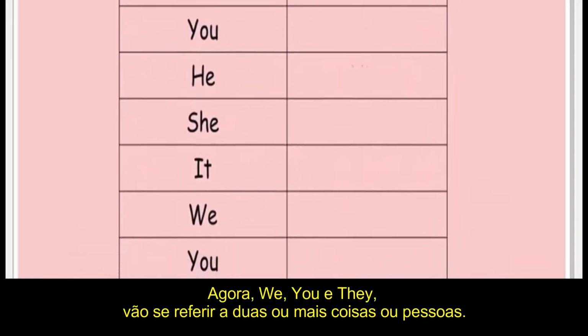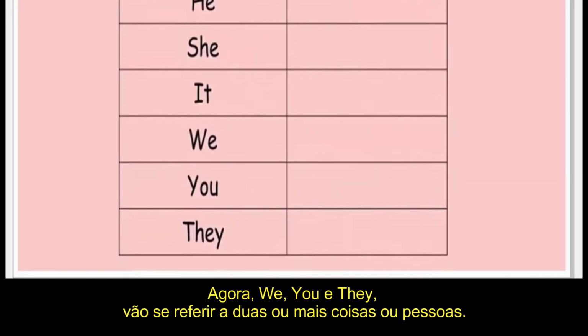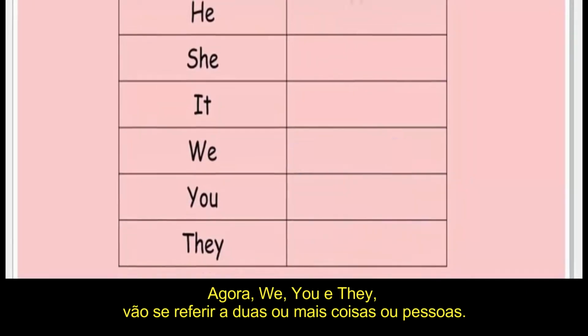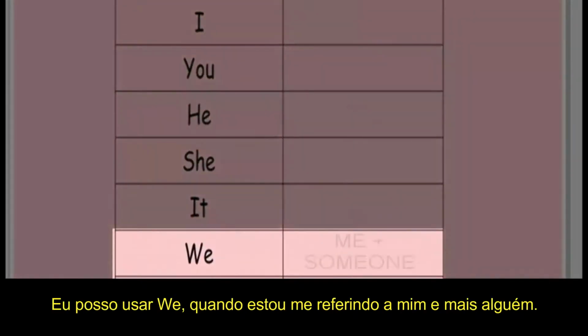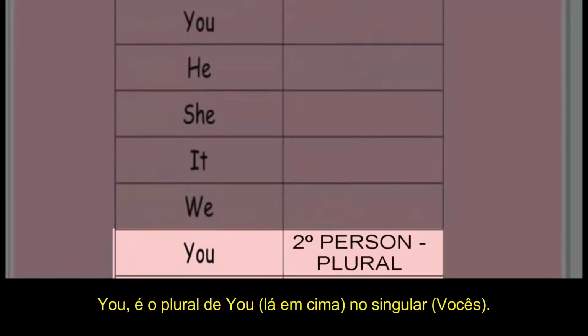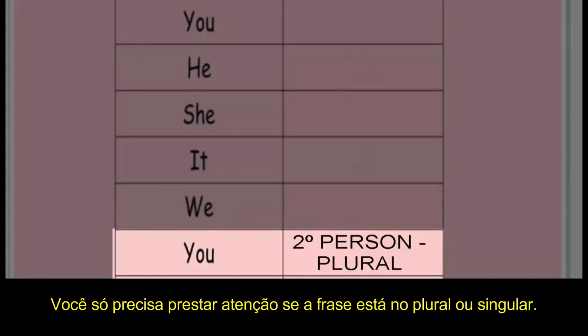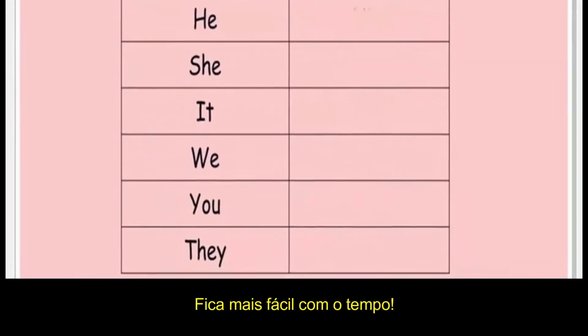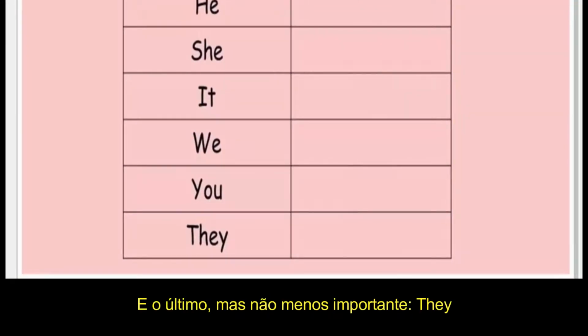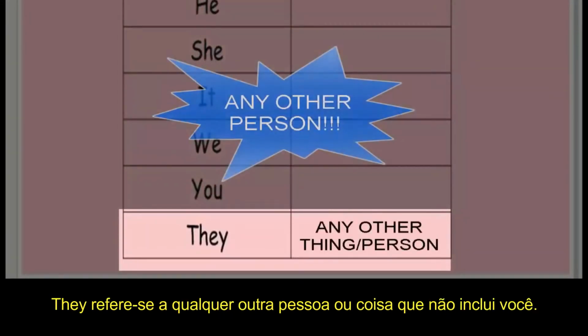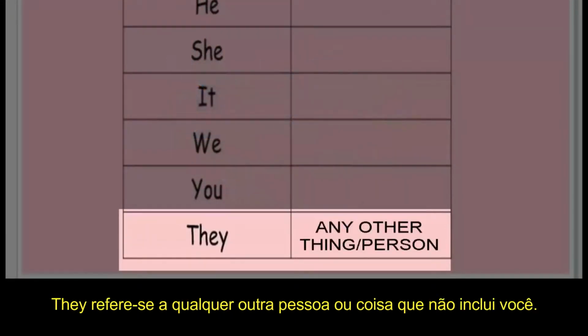Now, we, you, and they will refer to two or more things or people. I can use we when I'm talking about me and someone else. You is the plural of you. Both are written in the same way, but with different meanings depending on the context. You just need to pay attention if the sentence is in the plural or singular. It gets easier with time. And the last but not least, they. They refers to any other people which is not including you.